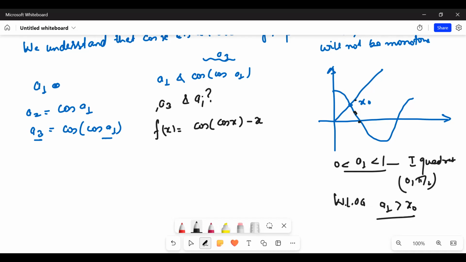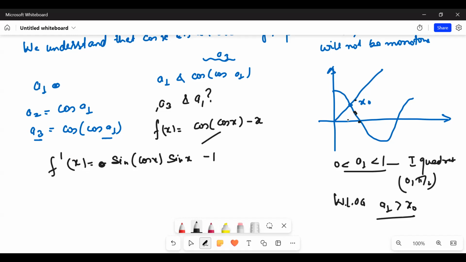Now, in order to compare A3 and A1, we have to compare cos of A1 and A1. So basically, the structure that goes beneath is cos of x minus x. Now let us try to explore this function a little bit. If I differentiate, what will I get? The derivative would be equal to minus sine of cos x, again minus sine x, again minus.